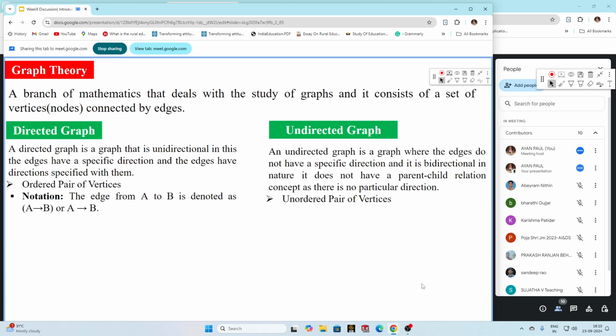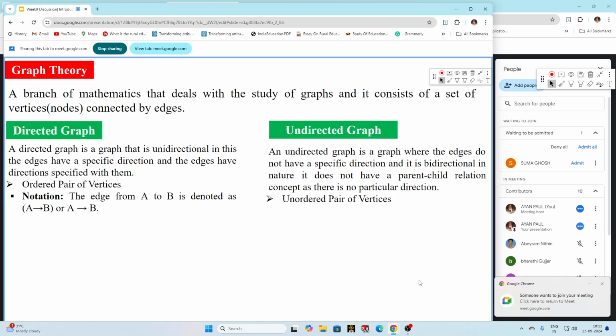So last week we discussed Bayesian networks. A Bayesian network is a DAG, that is, a directed acyclic graph. We know something about directed graphs. Today we will focus mainly on undirected graphs, and we will see the difference between directed and undirected graphs.